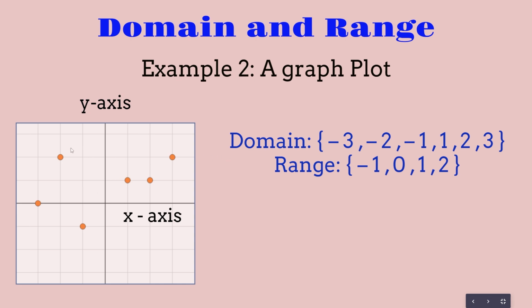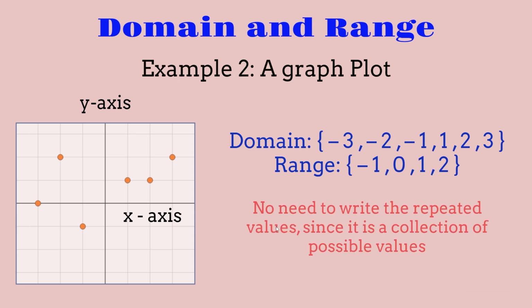So we don't include both of these twice, because in the range we do not do that. And also another thing to keep in mind is that when writing domain and range, you always start from the smallest number to the biggest. So that's why we start off with the negatives and then we move on to the positives. And also, as we just said before, there's no need to write the repeated values since it is a collection of possible values.